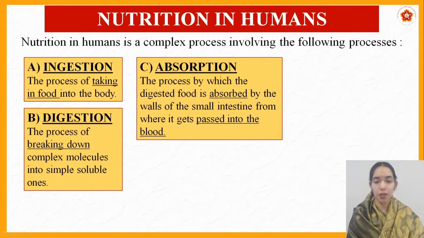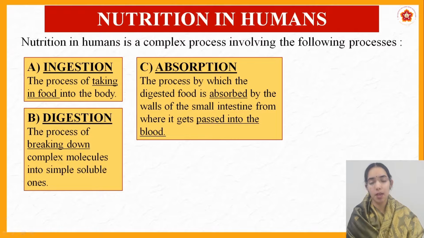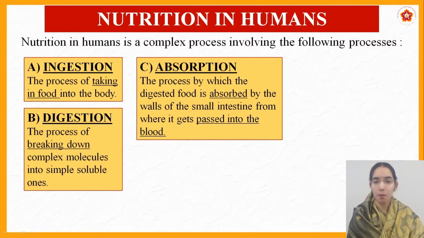Now the process by which the digested food is absorbed by the walls of the small intestine, from where it gets passed on into the blood, is known as absorption. So we have taken in the food, it is digested, then the food is absorbed by the walls of the small intestine, and then from there the food is passed on into the blood. Once the food has reached the blood, it will transport this food to all the cells of the body.